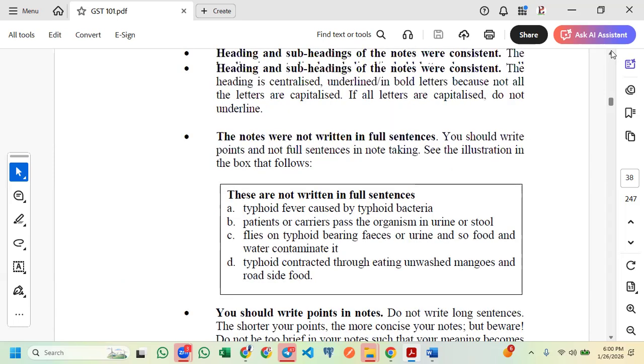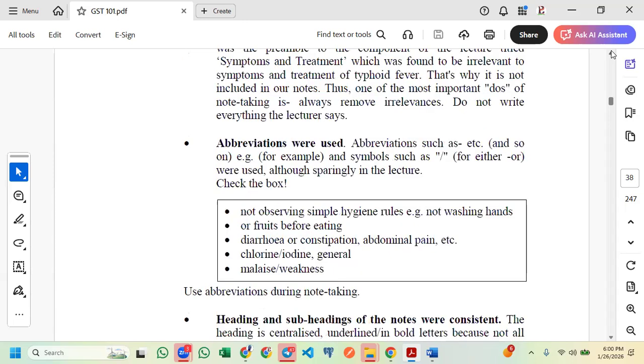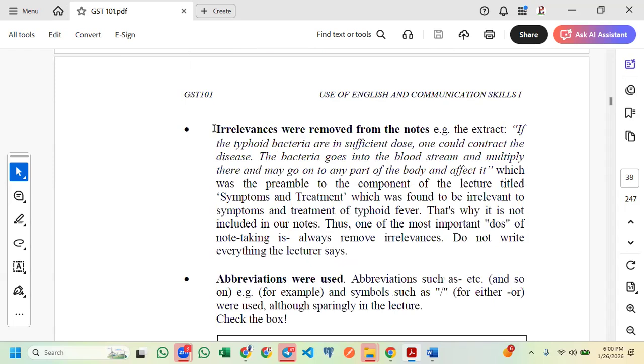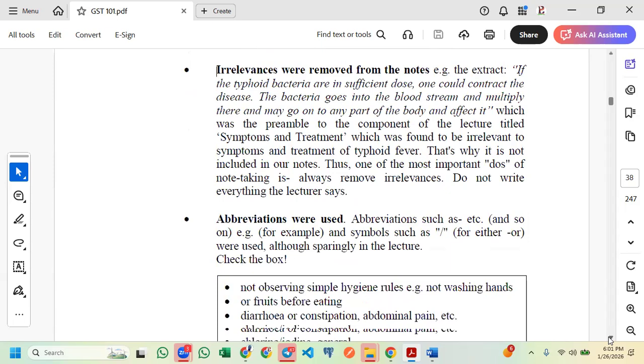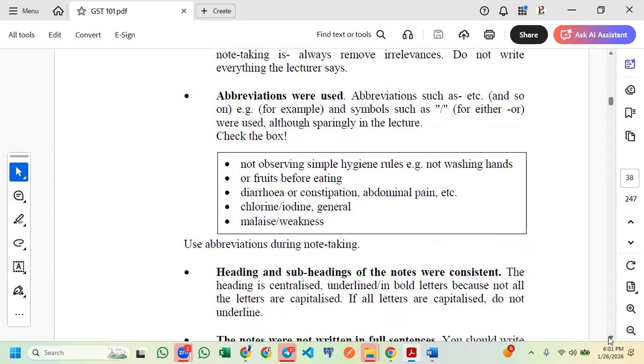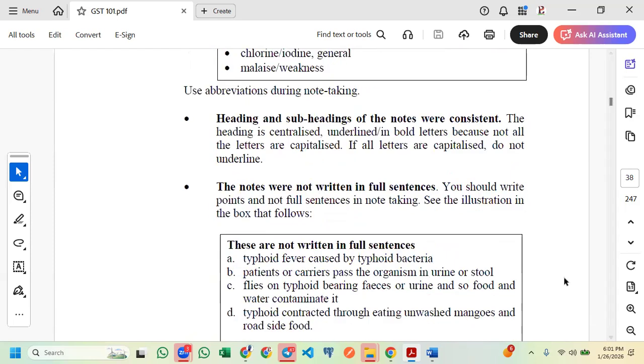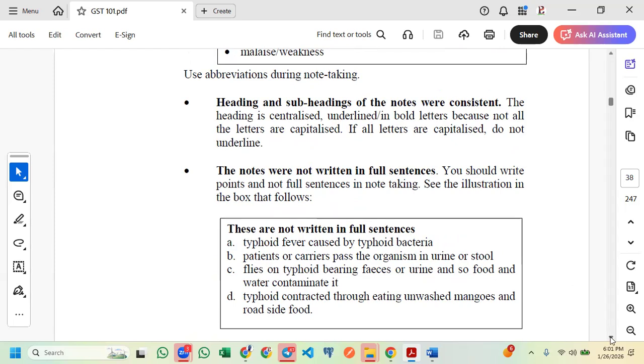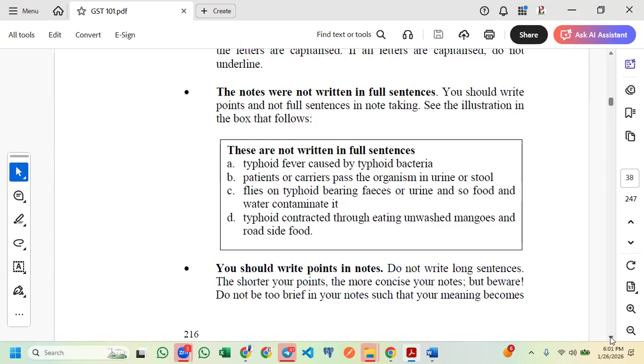So the do's and don'ts, let's take them one by one again. Yes, I want you guys to read them one by one yourself. Unmute yourself. Let's start. The first one is what? Irrelevance should be removed from the note. Number 2, using abbreviation. Abbreviations were used. Let's move on. Heading number 3. Heading and subheading should be consistent. Yes. Number 4. The note should not be written in full sentences.